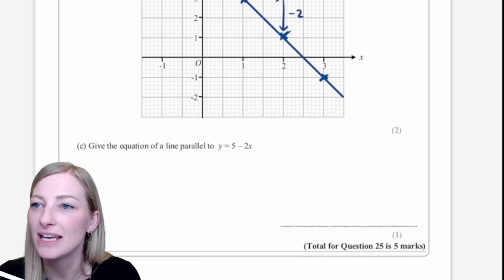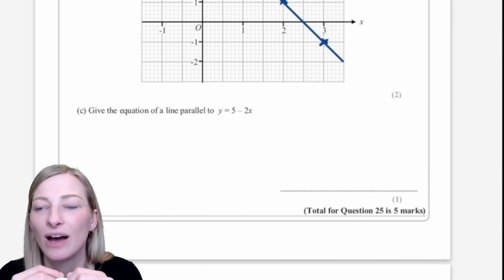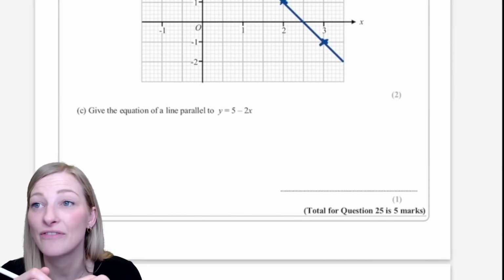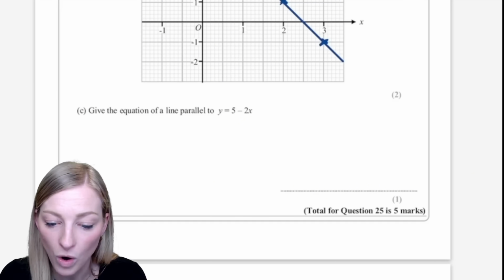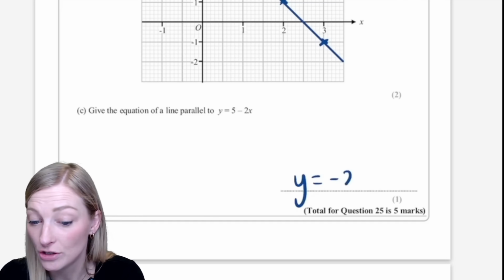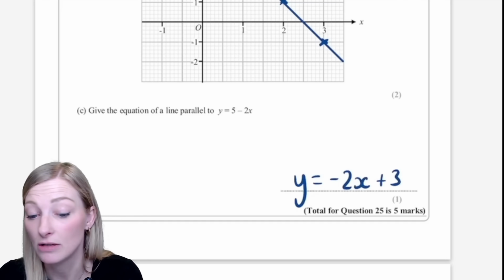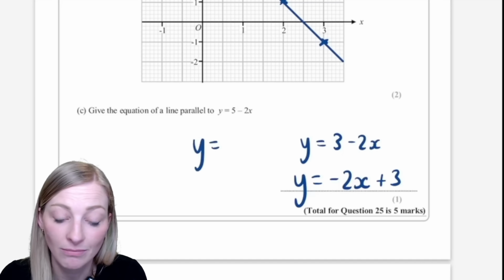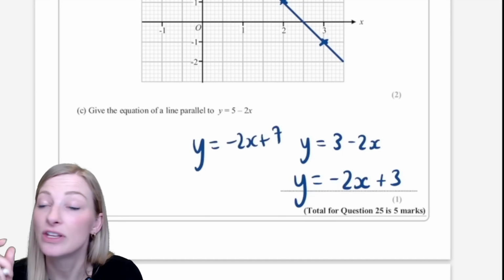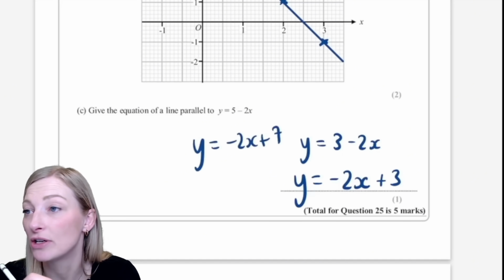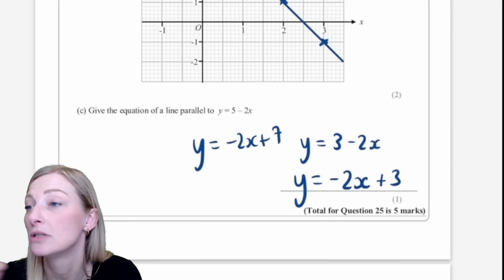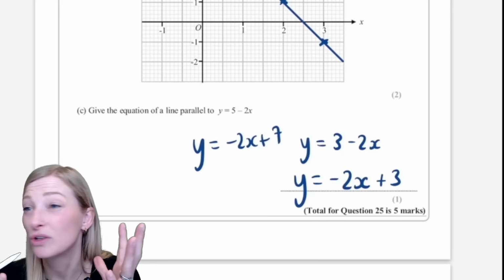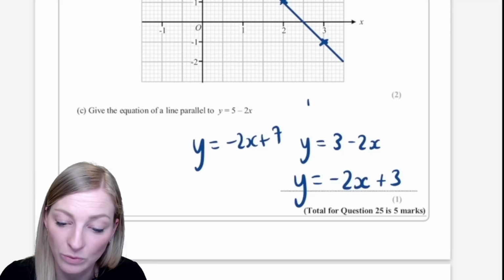We're then asked to give the equation of a line parallel to that one. If a line is parallel to that one, it's going to have the same gradient. So y equals minus 2x, add 3, or y equals 3 minus 2x, or y equals minus 2x, add 7. The number in front of x needs to be minus 2. It needs to be y equals minus 2 lots of x, and then another number. You don't even have to write another number, to be honest. You could have had y equals minus 2x.